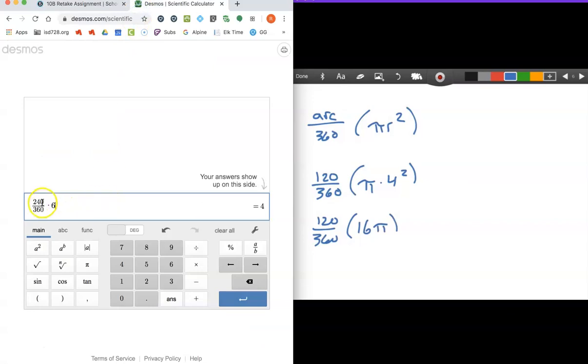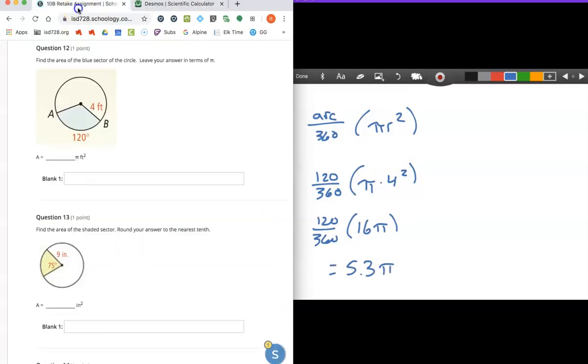So we're doing 120 over 360 times 16. So that's going to be 5.3 repeating. We're going to call that 5.3 and then pi. So that's how you get the area of a slice of pizza.